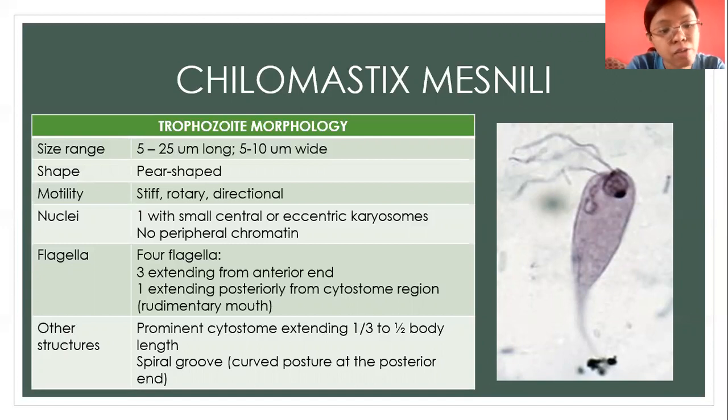So, it has one nucleus with small central or eccentric karyosome. It has no peripheral chromatin. So, meron din siyang 4 na flagella. Yung tatlo is extending from the anterior, then it has one extending posteriorly from cytostome region or rudimentary mouth. So, other structures niya, the prominent cytostome extending 1/3 to 1/2 body length, and it has spiral groove or curved posture at the posterior end. Yan. May spiral groove daw. So, parang sexy yung ating Chilomastix mesnili.